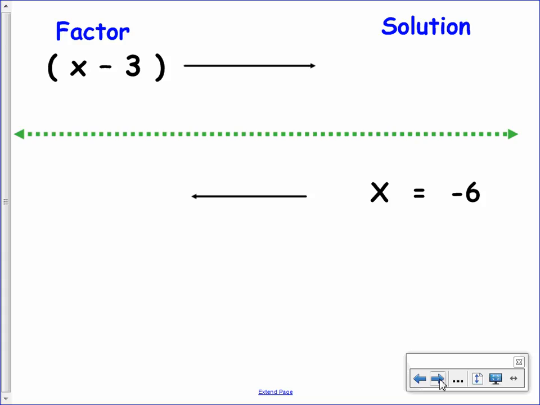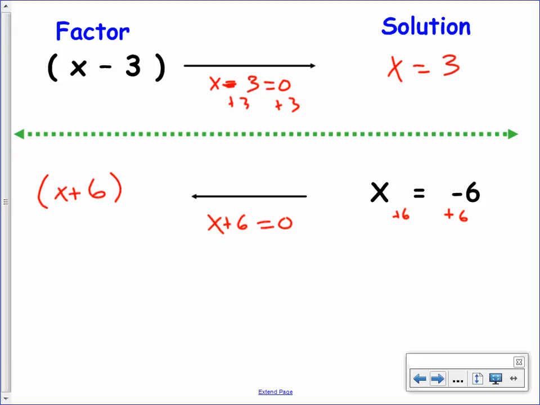For the first example, if x minus 3 is the factor, then you just set x minus 3 equal to 0. And when you solve, x is equal to 3, because you just add 3 to both sides. Let's go backwards. If the solution was 6, then x plus 6 was the 0, so your factor was x plus 6. Now, do you see a pattern here? When you have a negative inside the parentheses, it's the opposite in the solution. Again, when it's positive, it's a negative in the solution.